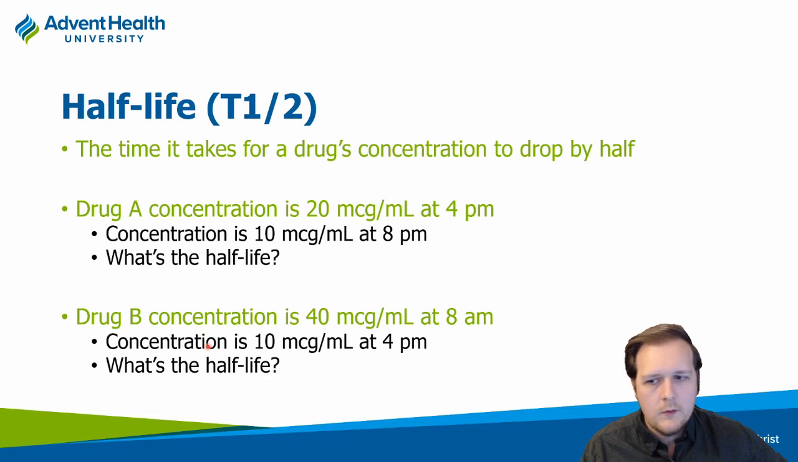Okay, pretty straightforward. Let's say we took drug B, and it has a concentration of 40 mics per ml at 8 a.m., and then the concentration is 10 mics per ml at 4 p.m. What's the half-life? Okay, well, if you look at that, you're like, wow, it dropped 75%. But if you start thinking about it in terms of half-life, 40 to 20 is one half-life, and then 20 to 10 is another half-life. So it's had two half-lives.